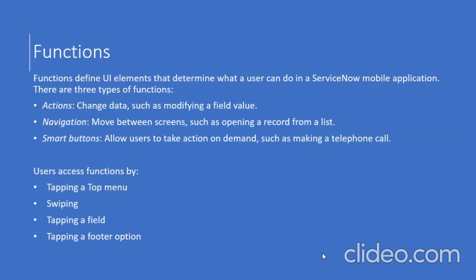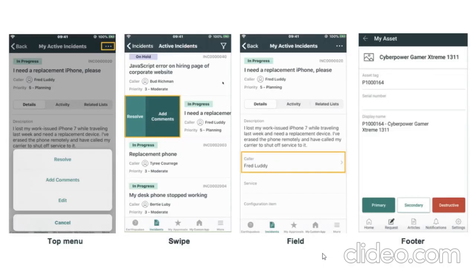We're going to add some functions or action items, for example, a header in the top menu item. In the top menu we can see some options like resolve, add comments, like that. If we need to add, we can use the function, or a swipe action in the list view, or if you need to add any field. For example, if we need to change the assigned to, we'll use the function. Or if we need to have a resolve button in the incident, we'll use the footer.